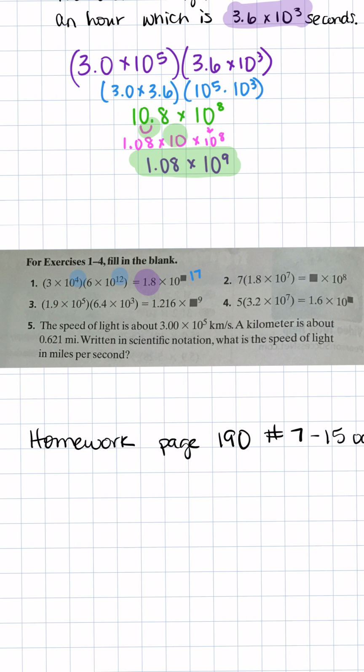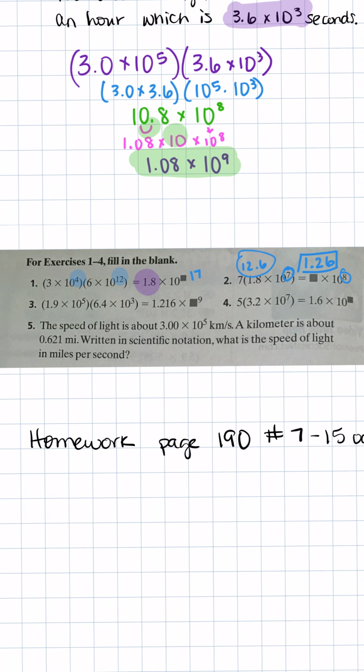For number 2, we have 7 times 1.8, and so that equals 12.6. But if we look here, this is a 7, this is an 8, so that means they pulled the 10 out of here to make this equal 1.26 times 10, which was added to that number to get 10 to the 8th. So this is our missing number.